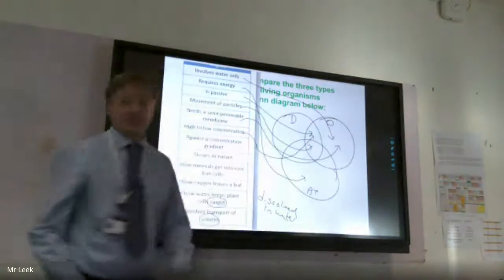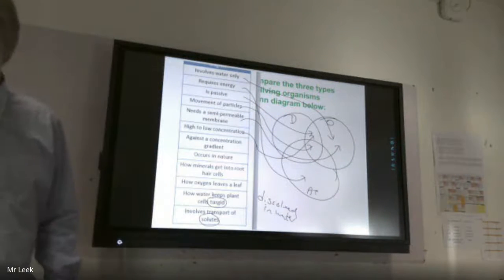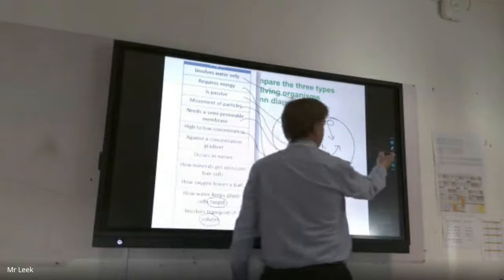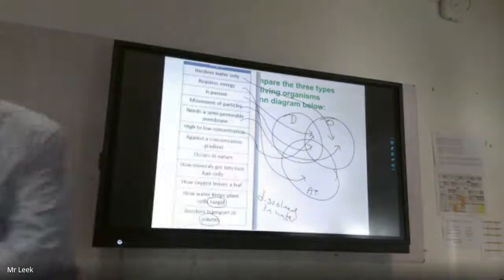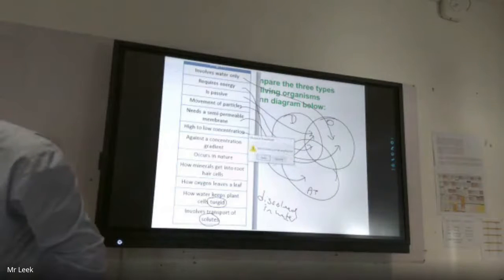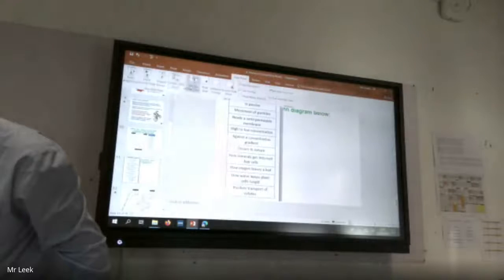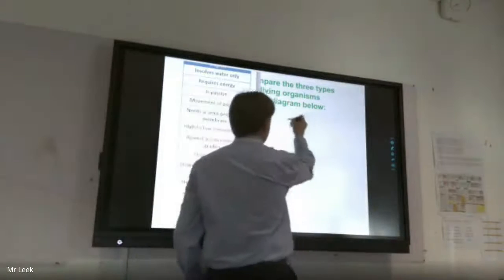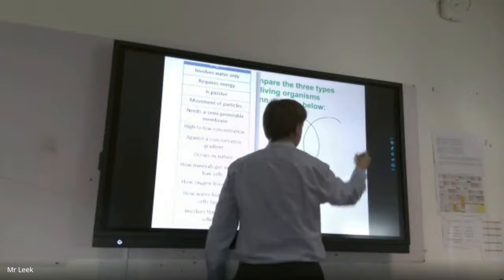That one there, right? I'm just going to clear mine now. So what we've done is high to low concentration is that little section there. Okay, so I'm just going to start it again because mine's getting a little bit complicated. Okay, so if I draw my circles again.